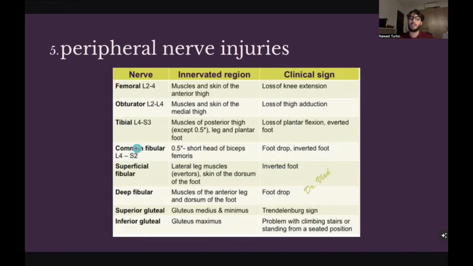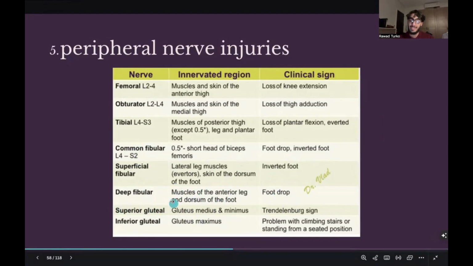Okay, so the common fibular eventually is going to branch off into the superficial and the deep fibular. The superficial fibular is responsible for eversion of the foot, whereas the deep fibular is responsible for dorsiflexion. So if you have loss of superficial, then you would have an inverted foot. You're unable to evert it. And if you have loss of deep fibular, then you're going to have a foot drop because you're unable to dorsiflex.